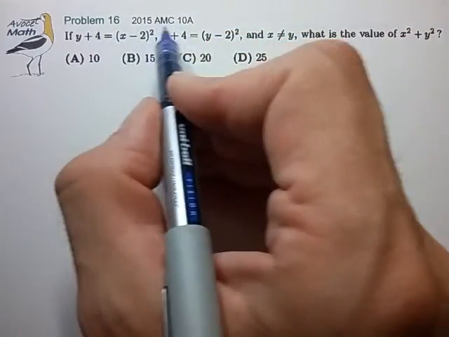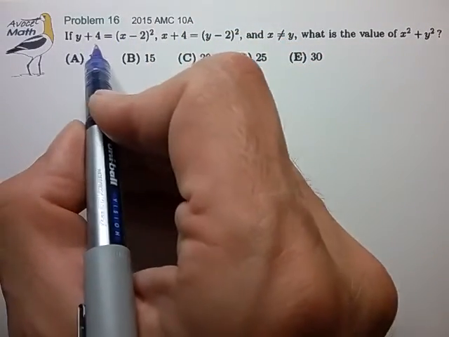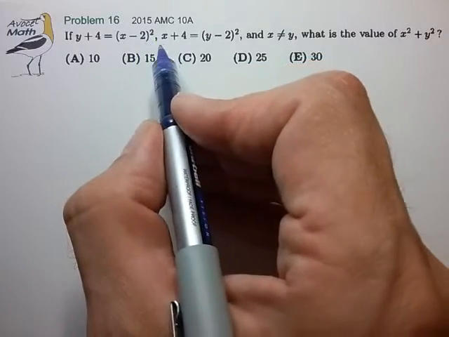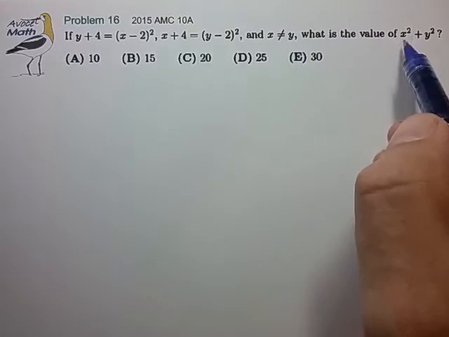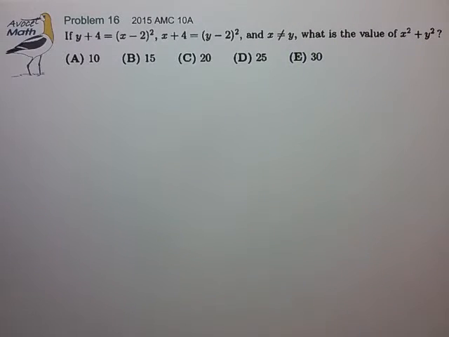Hi, this is problem 16 from the AMC 10A. If y plus 4 is equal to (x minus 2) squared, and x plus 4 is equal to (y minus 2) squared, with x not equal to y, what is the value of x squared plus y squared?